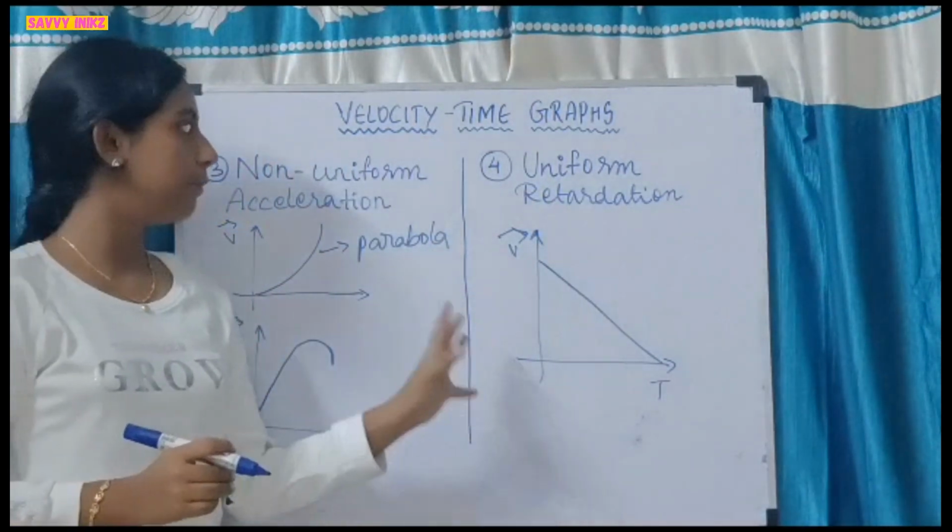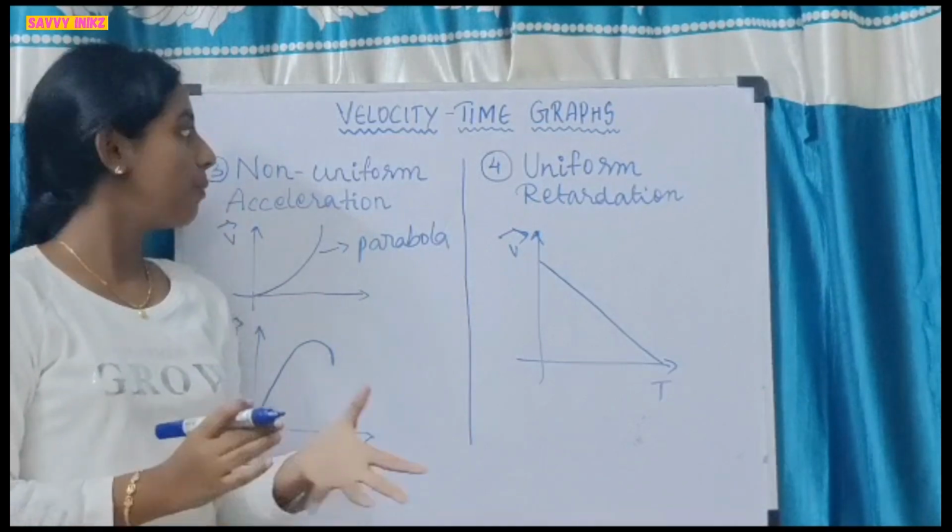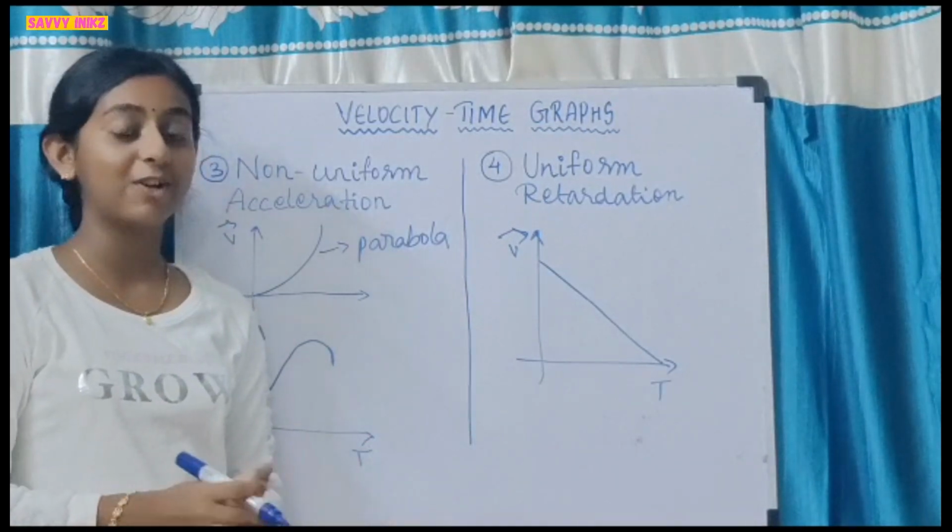So these are all about the four types of velocity time graphs, and I hope you understood about velocity time graphs and the concepts under it.